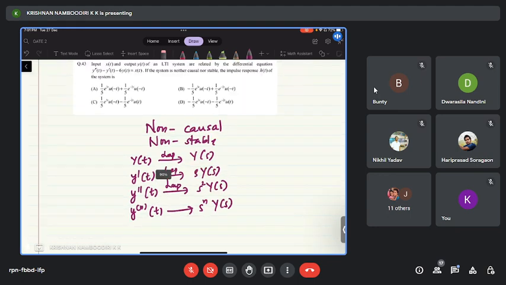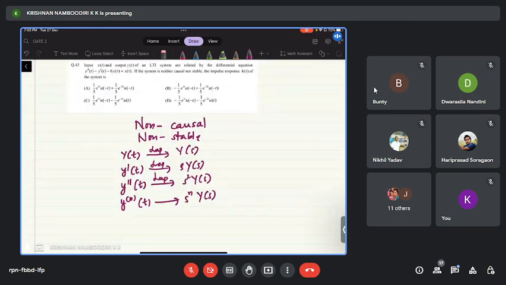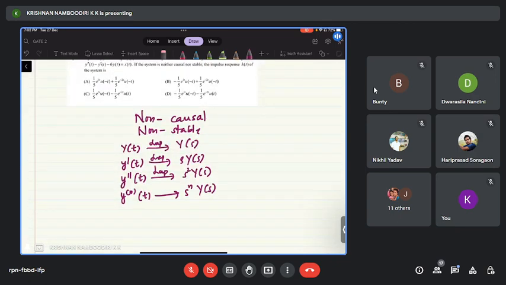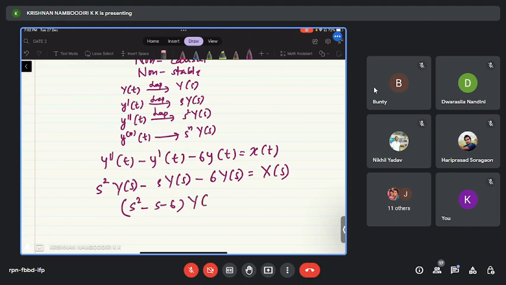So now let us try to compute the transfer function from the given differential equation. Y double dash of t minus y dash of t minus 6y of t equal to x of t, which means s square into y of s, I'm taking Laplace transform on both sides, minus s into y of s minus 6 times y of s equal to x of s. Assume that x of s is the Laplace transform of x of t. Now s square minus s minus 6 into y of s equal to x of s.